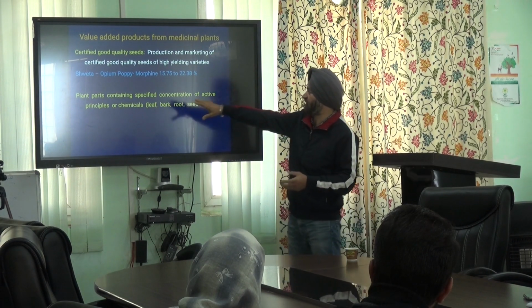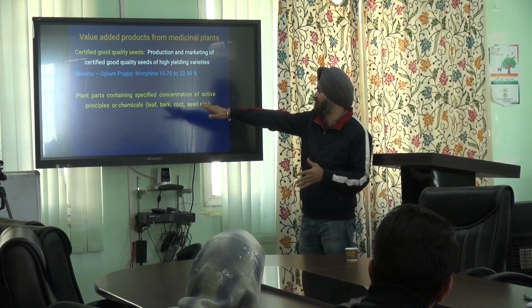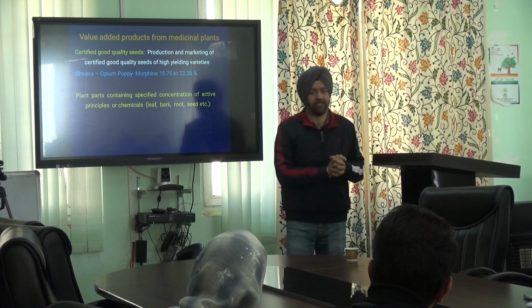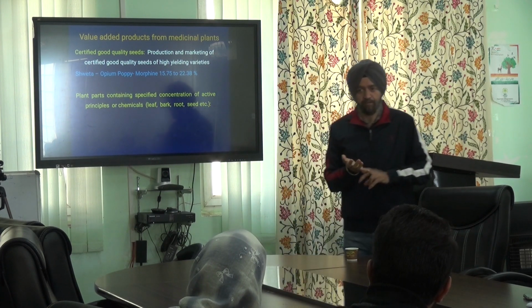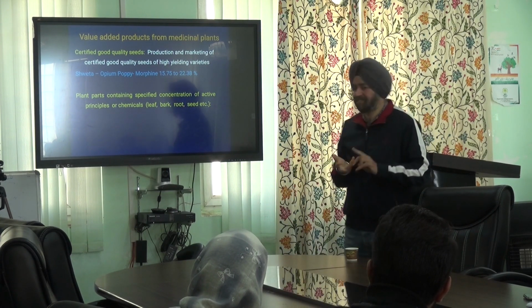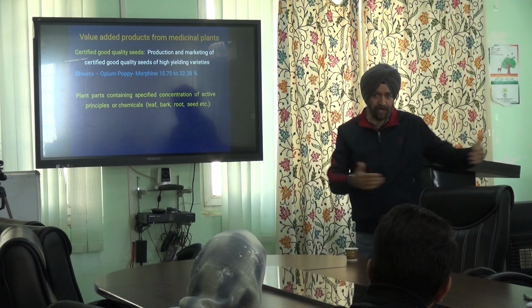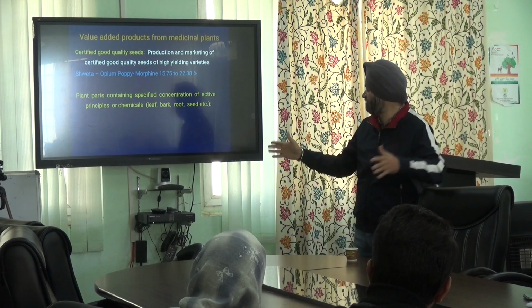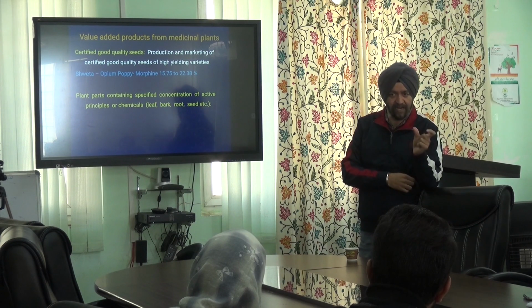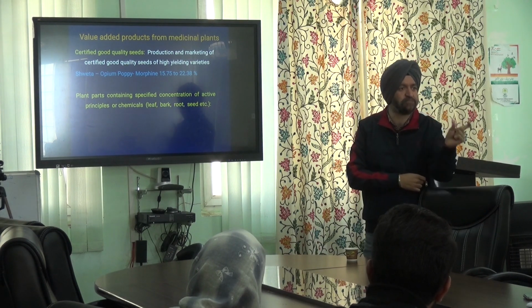Okay, plant parts containing a specified concentration of active principles of the chemical. You should know which part is used, because the leaf, bark, root and seeds differ. If you are selling those products as different roots, seeds and so on, you have to make sure that this part contains this much of the active ingredient.